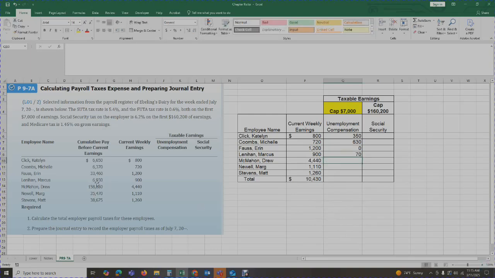Let's look at Drew. Drew has earned $158,850. So Drew has already surpassed the cap of 7,000. So Drew does not have to pay any unemployment taxes this pay period. Mark is over the cap of 7,000, so we don't have to pay any unemployment taxes for Mark. And Matt, we don't have to pay any unemployment taxes for Matt because they've exceeded the 7,000 threshold.